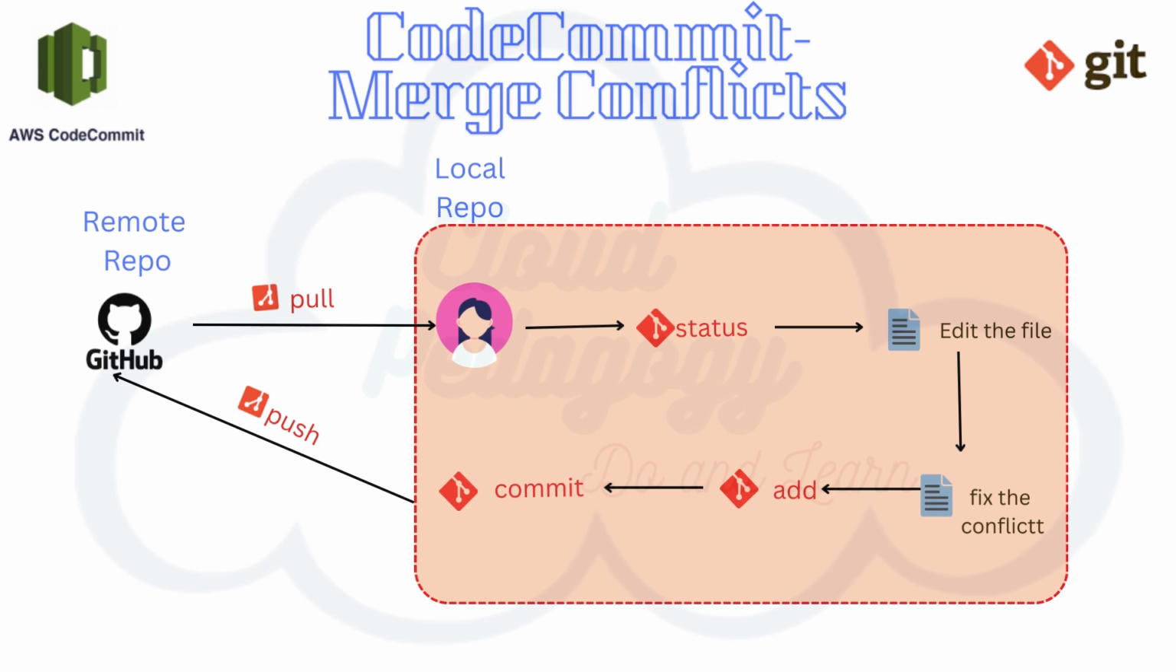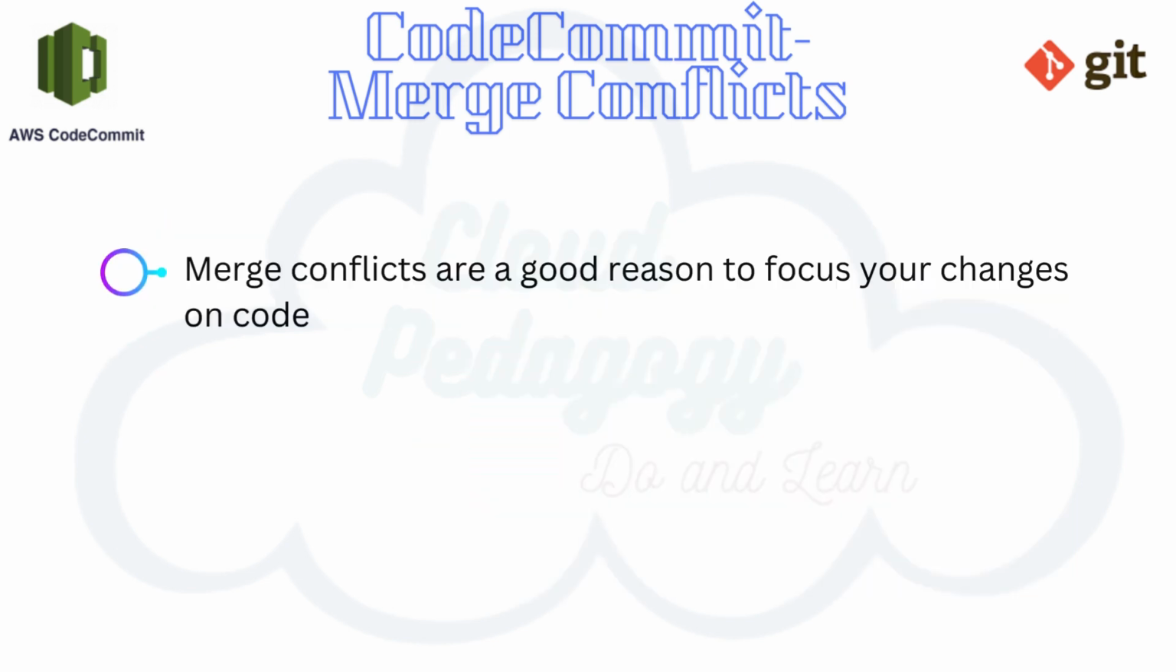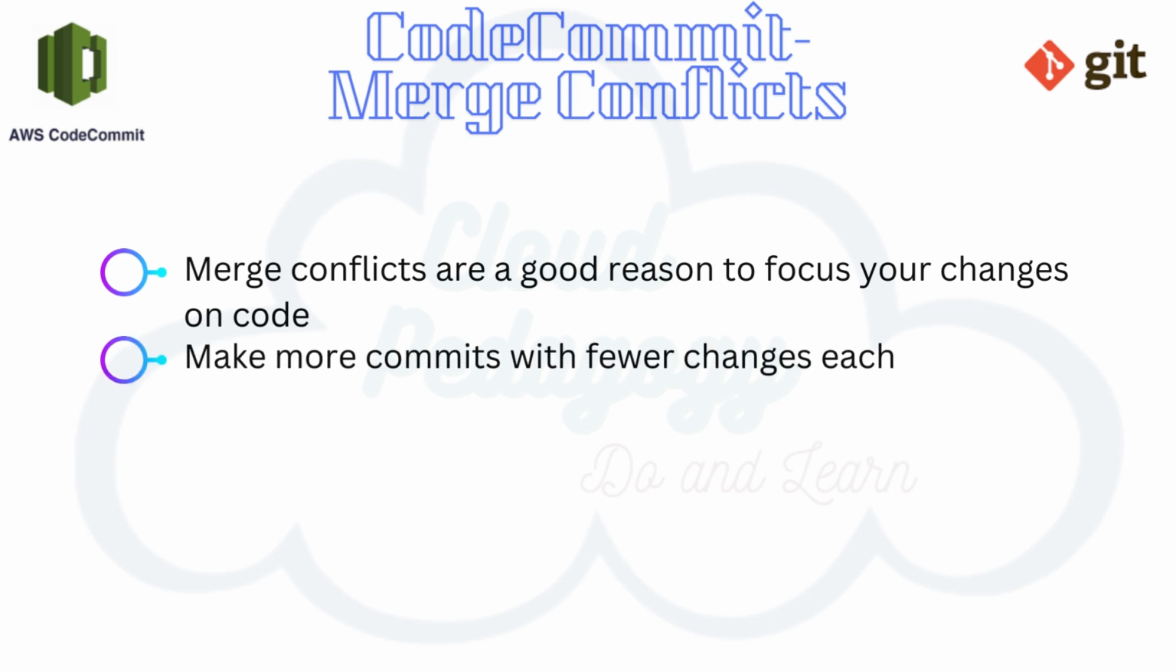There are many other ways to resolve conflicts. As a beginner, this is the simplest way to start. Just note that merge conflicts are a good reason to focus your changes on code. The more you change in a file, the greater the potential for conflict. So it's always a good idea to make more commits with fewer changes each. You should avoid making monolithic changes that combine multiple feature enhancements or bug fixes into one, because commits with clear intent are easier to track.